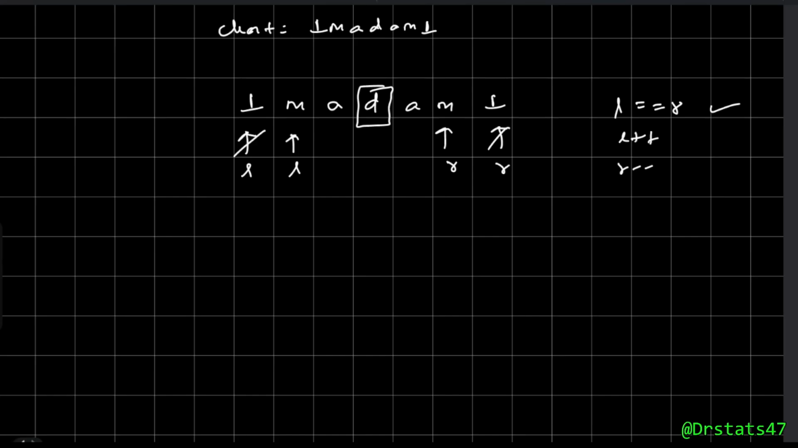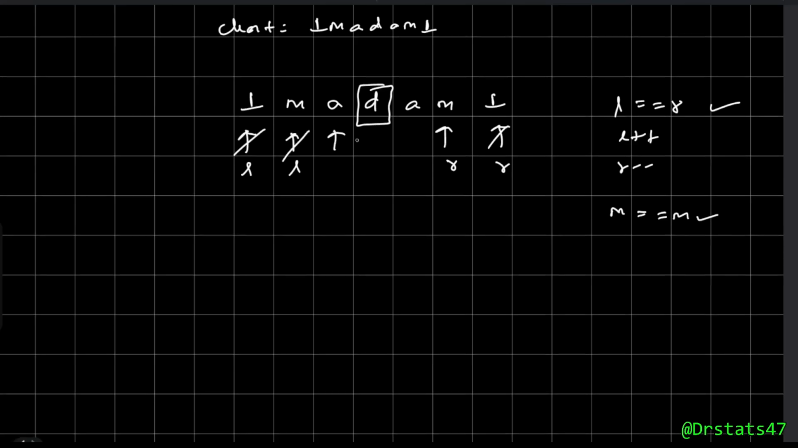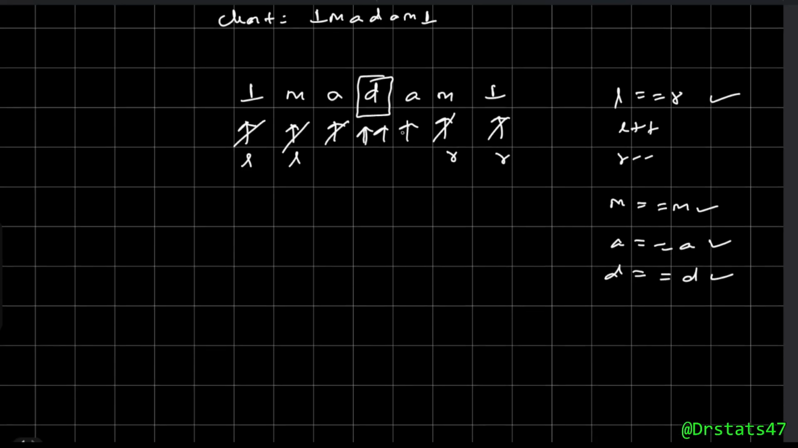Then m will be compared. M is equal to m. Yes, then we move left and move right. Then a is equal to a. Yes, then we move to d is equal to d. Yes. So the exit condition is when left moves here and right moves here, and left and right surpass each other, then you have to exit from the loop.